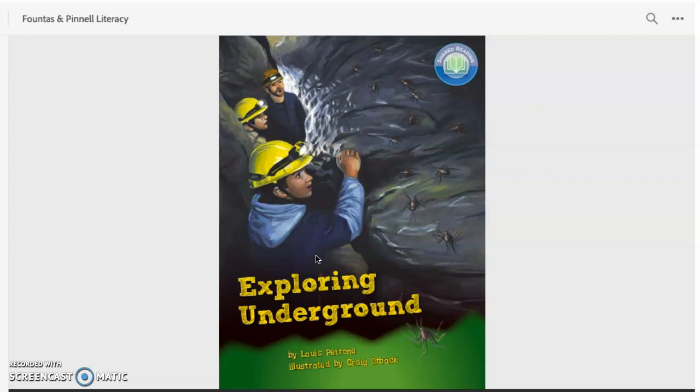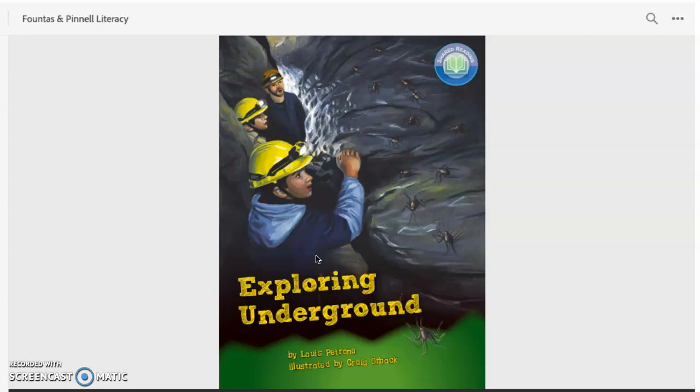We've been talking about text features this week, and I know some of the mini lessons have been about captions, headings, timelines, sidebars, labels, captions, index. Today we're talking actually about an index. If you see the chart on the side, you will see a chart with an index on it.